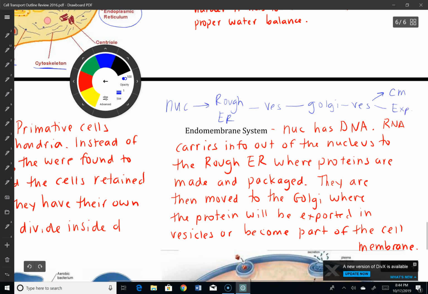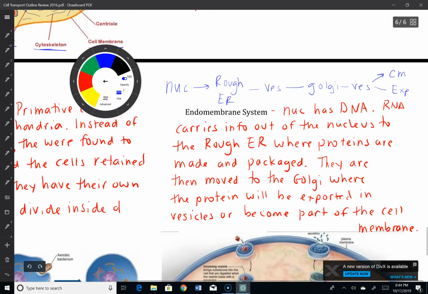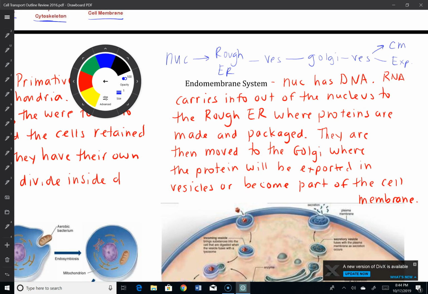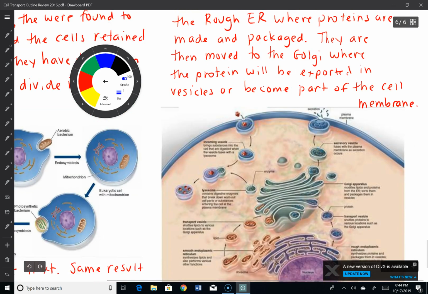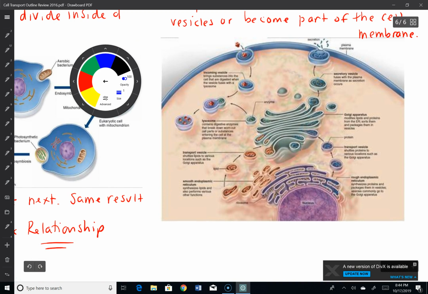And again, we talked about that a lot. So there is the rundown, and there is the picture. So nucleus, well, you can't see it in blue. Nucleus, the mRNA heads to the rough. There's your vesicle. There's your Golgi. There's your vesicle. And you can either be put into the cell membrane or you can be exported.